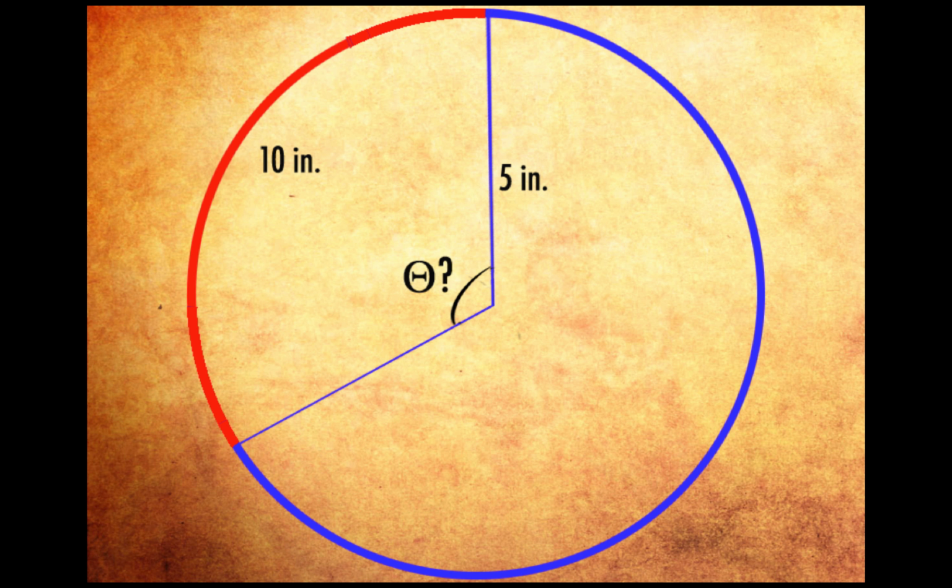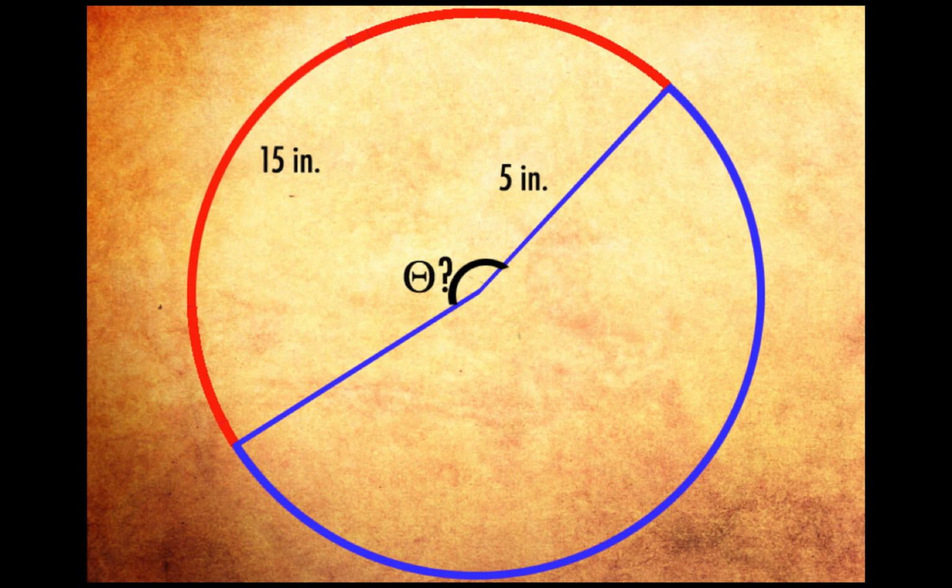Okay, so supposing that the radius is 5 and my arc length is 10, what is the angle measure? 2 radians. Why? Because it's 2 5s. It's 2 5s. 3, because it's 3 5s.